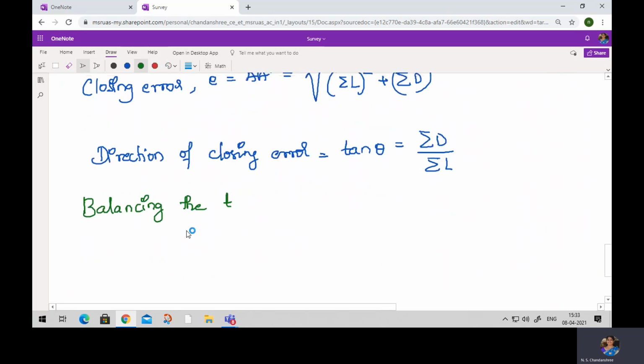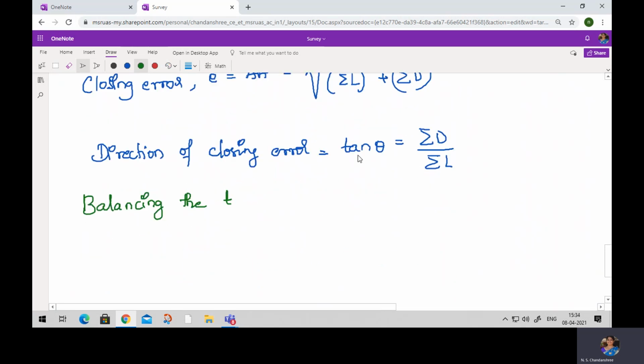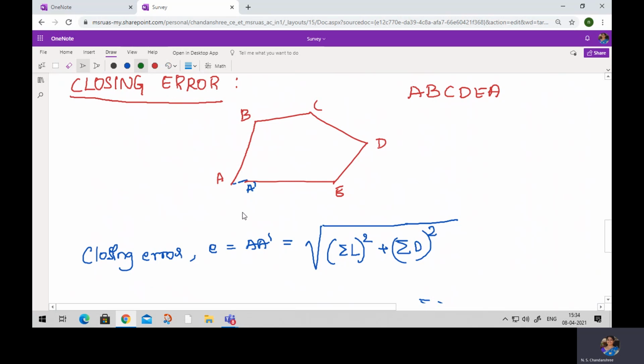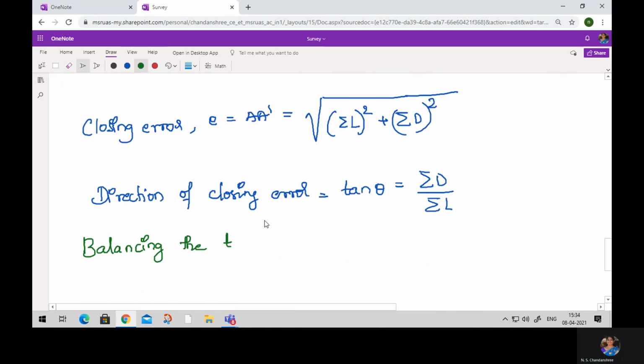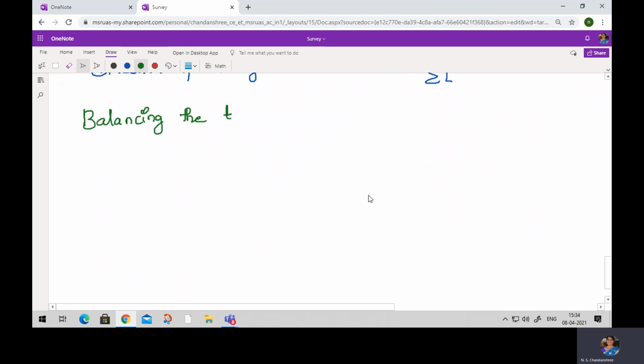And the direction of the closing error: to find the direction, we can use the formula tan theta is equal to sigma D by sigma L. Ultimately, theta is equal to tan inverse of sigma D divided by sigma L. Now this is all about the direction and the magnitude of the closing error. Now we will talk about balancing the traverse.